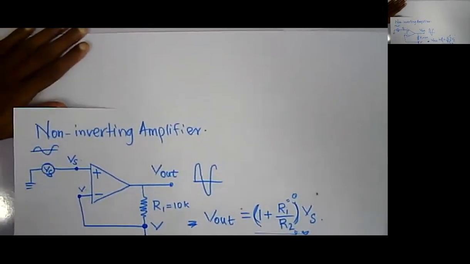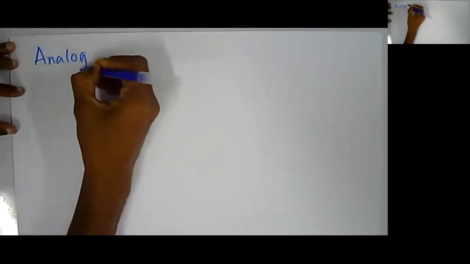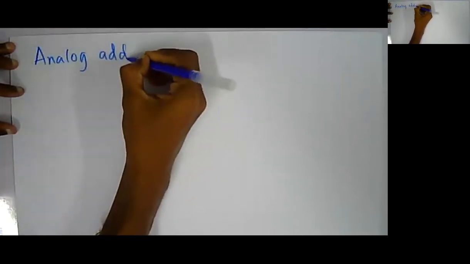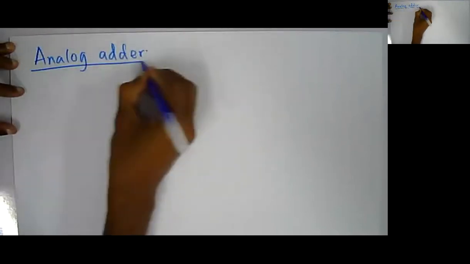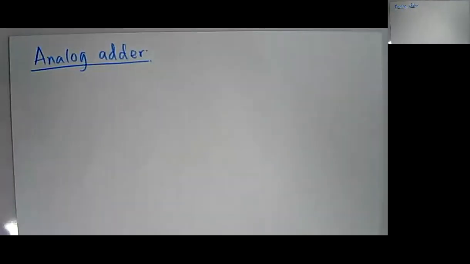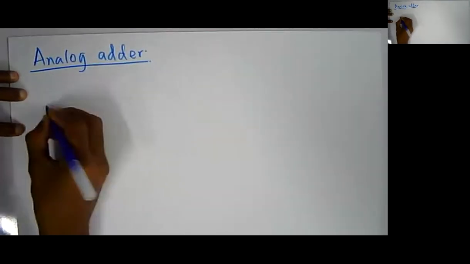So I hope it is really simple. Solving operational amplifier based circuits is really simple. I'll try to solve another circuit, an analog adder, or analog summer.